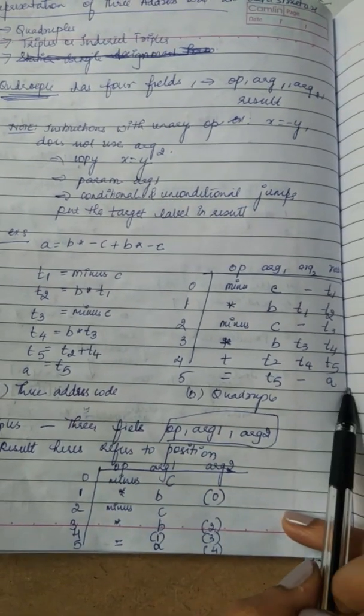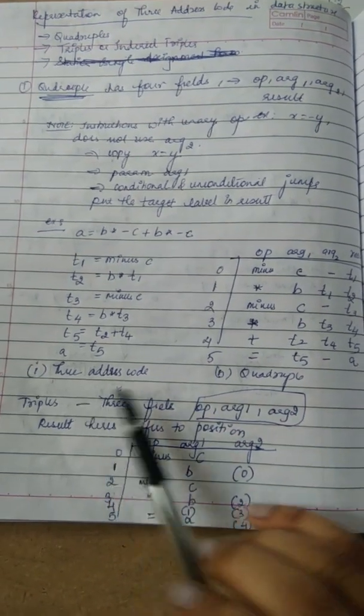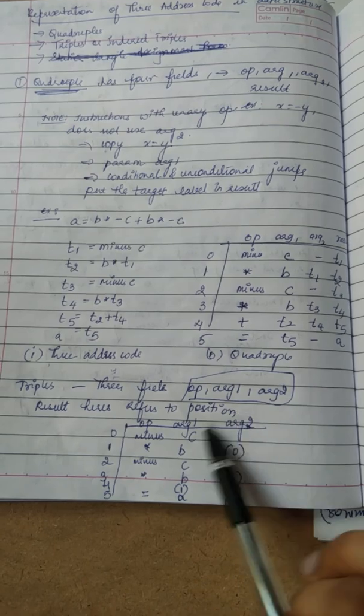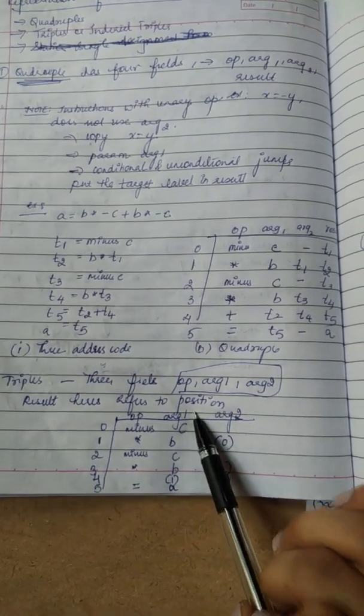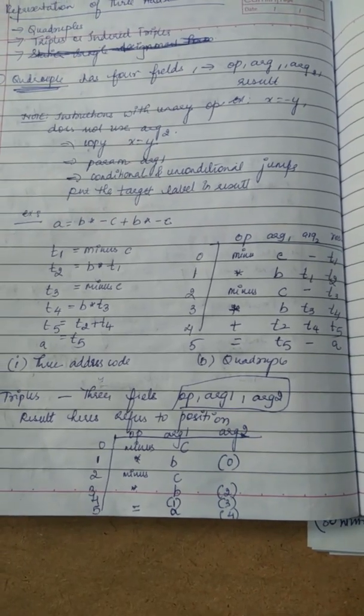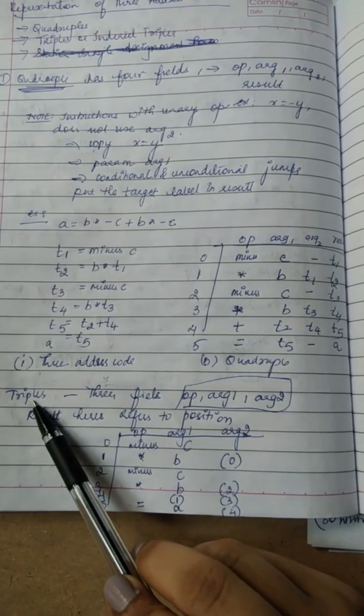So t5, and the result is stored in a. Coming to triples, they have three fields: op, argument 1, and argument 2. They don't have the result field here. If you remember, the fifth program is with respect to the triple concept only.